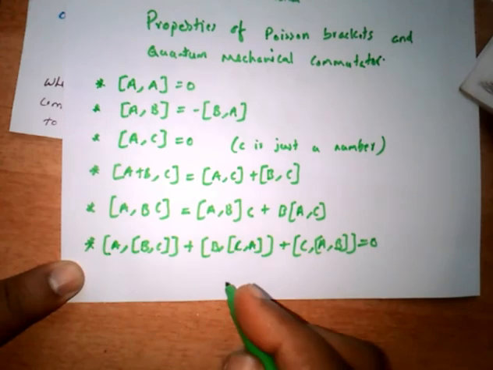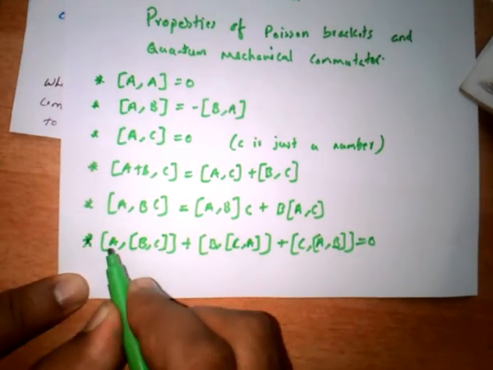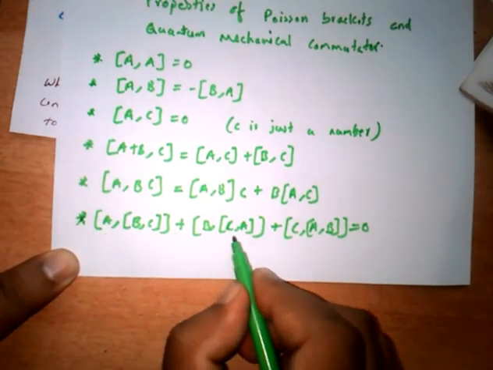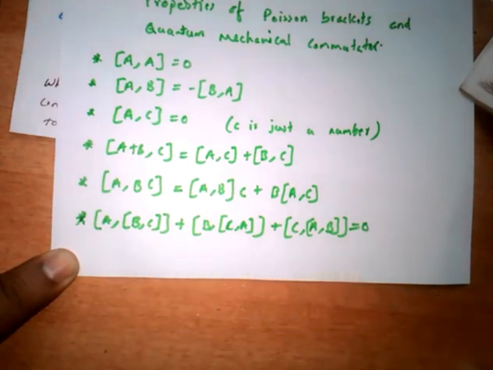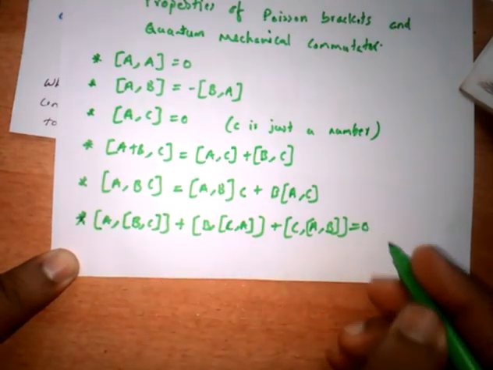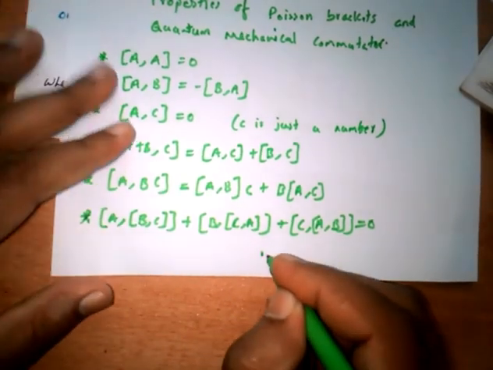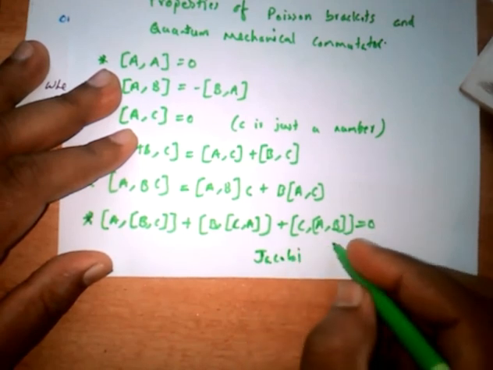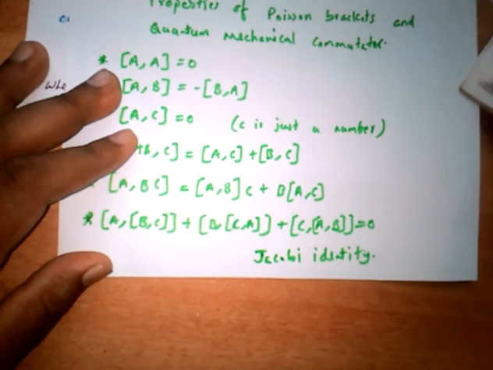And finally, another relation: the commutator of ABC plus BCA plus CAB, in cyclic format, equal to 0. This identity is known as the Jacobi identity.